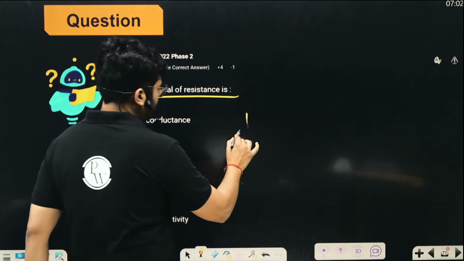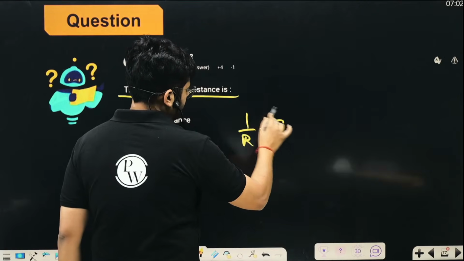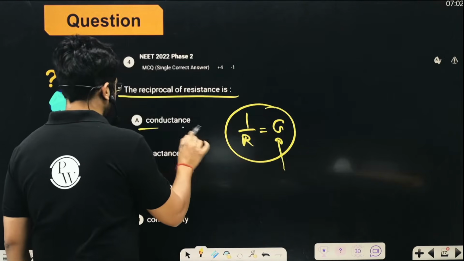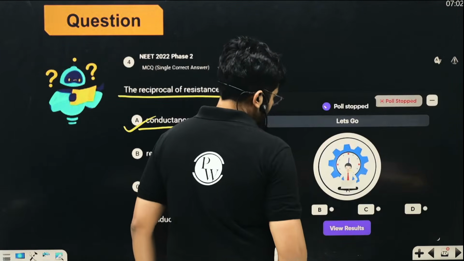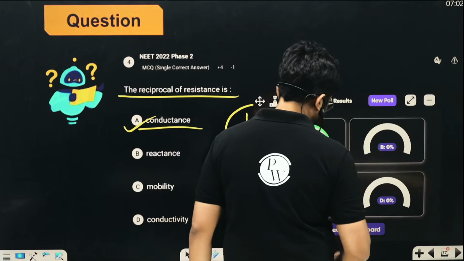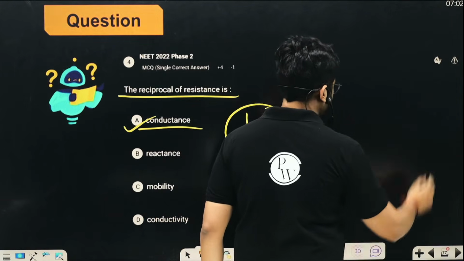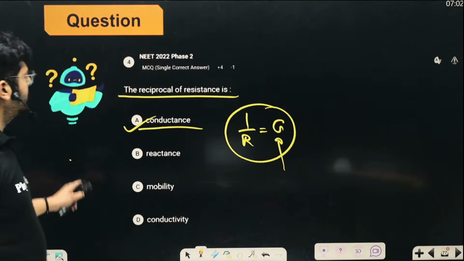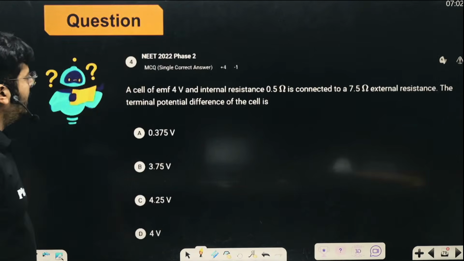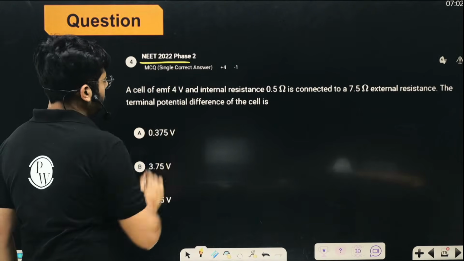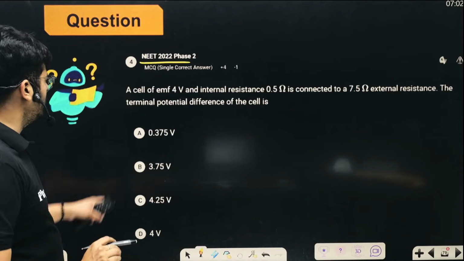So reciprocal of resistance is called conductance, right? Option A should be the correct option. So yeah, everybody is giving the correct answer, and Ananya is the fastest one. So let's have a look at the next one. It was asked in the NEET 2022. Again, you see that there are a lot of simple questions that they have asked.